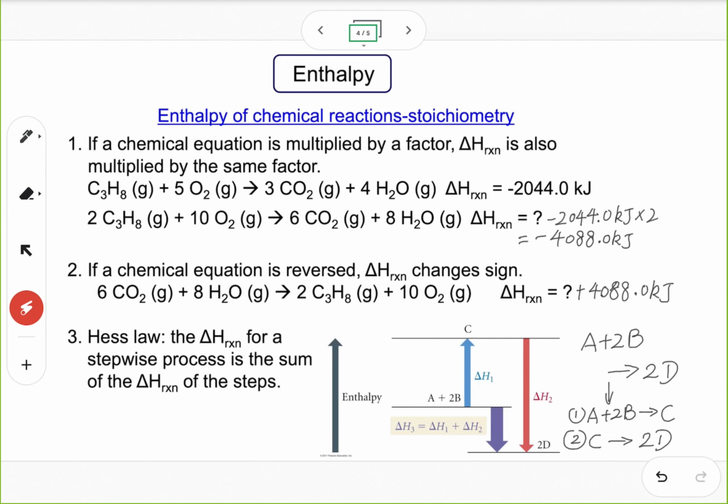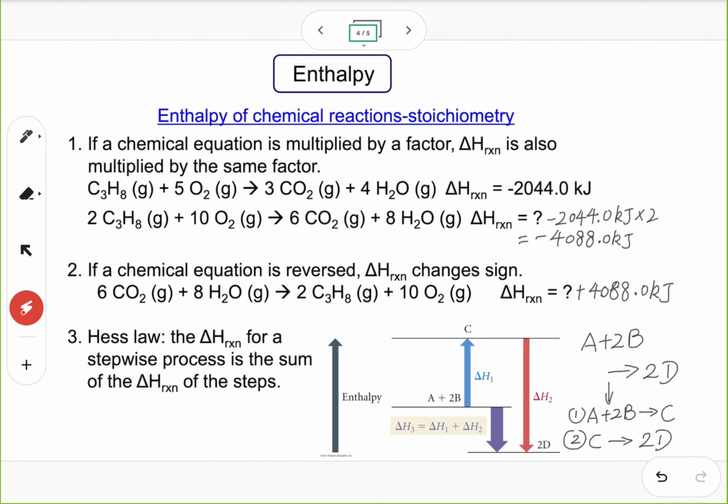But for the overall reaction, the delta H reaction equals delta H1 plus delta H2. Can you see that delta H3 is associated with A plus 2B generating 2D? So you just add these two together. Because the magnitude of delta H2 is larger than delta H1, the overall effect is that this much of the energy will be released.